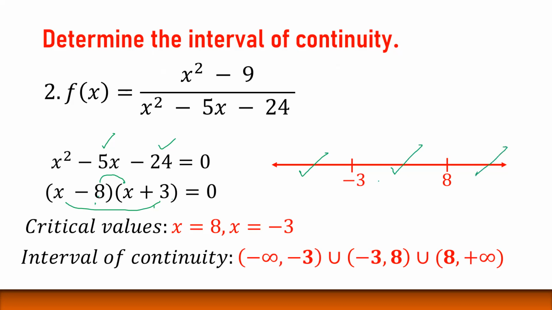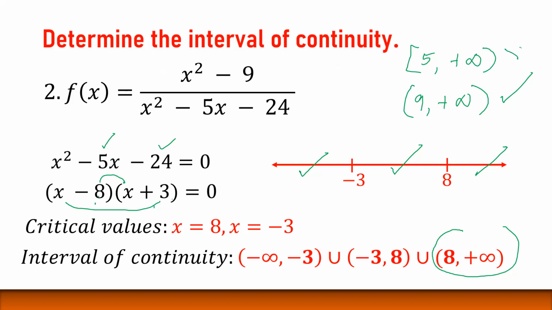Okay? So kunwari tinanong sa exam, is the function continuous at this interval 9 to infinity? The answer is yes, kasi kasama siya dito. It's a part of this interval. Pero kunwari, if it's continuous from 5 to infinity, this is not correct kasi bakit? Yung 8 is part of this. So 8 is part of this interval which is a point of discontinuity. So you cannot graph the point on this interval ng tuloy-tuloy. Kasi 8 is part of that. Okay.